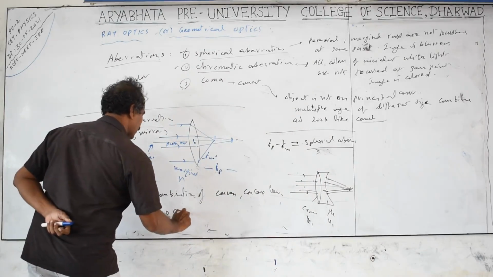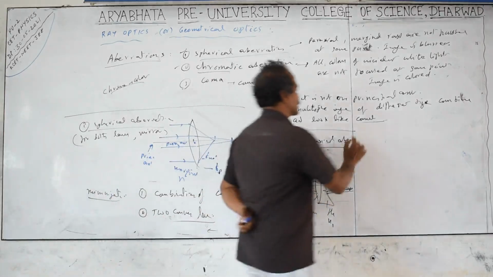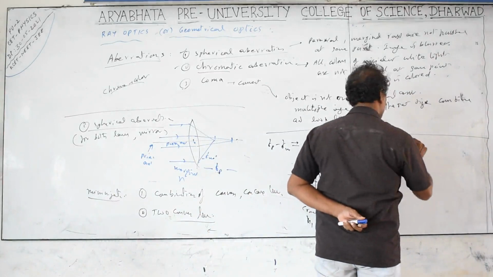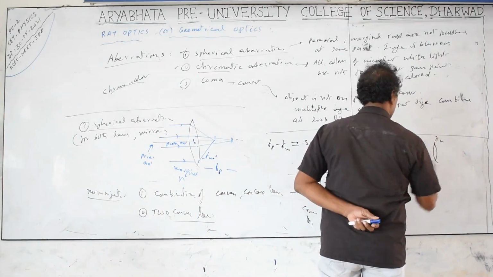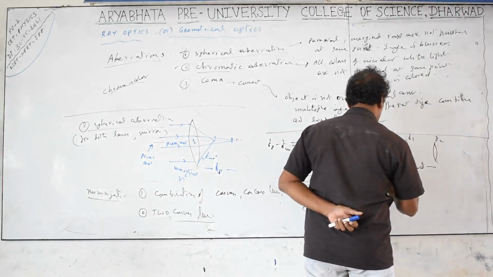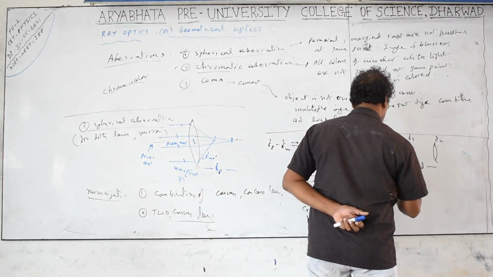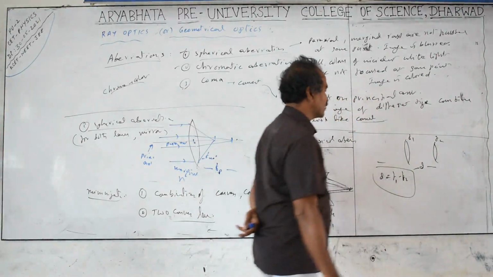Another method is two convex lenses. Two convex lenses are taken such that one lens has focal length f1, the second has focal length f2. The distance between them is d. d must be equal to the difference of f1 and f2. The distance is equal to the difference of the focal lengths. This is important for problem-solving purposes.